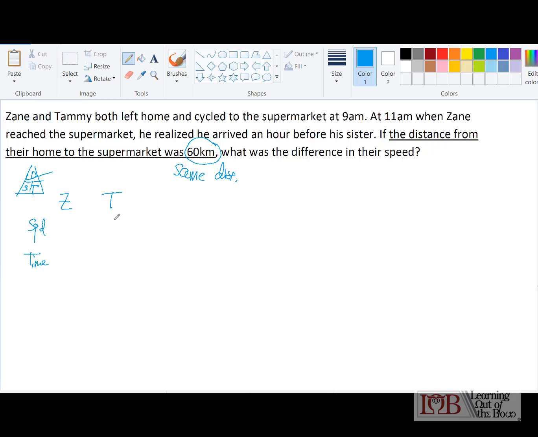So let's see if there's any comparison. Okay, so both left home. Okay, and you can see that right here, 9 to 11. So actually Zen took 3 hours, and then before his sister. Okay, so before his sister.